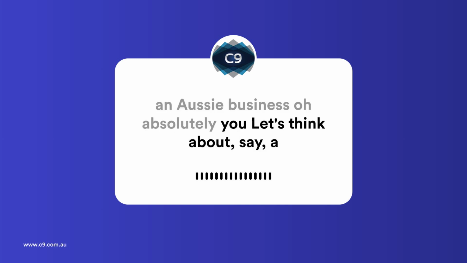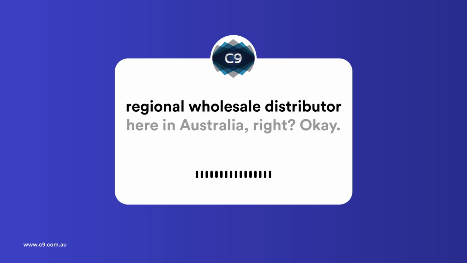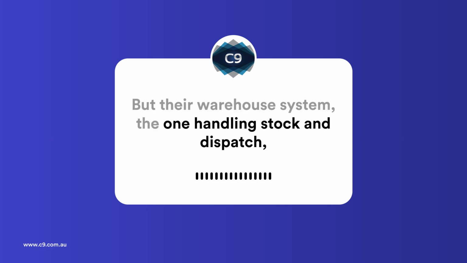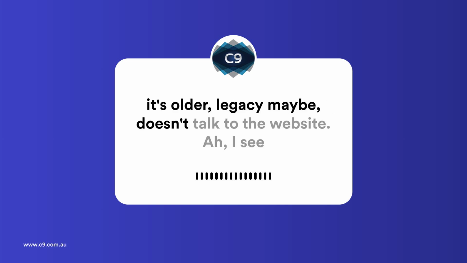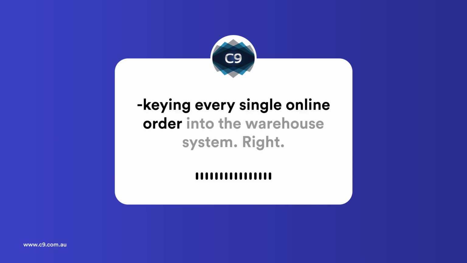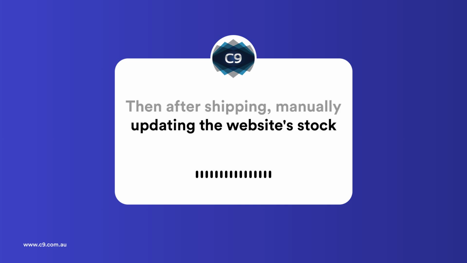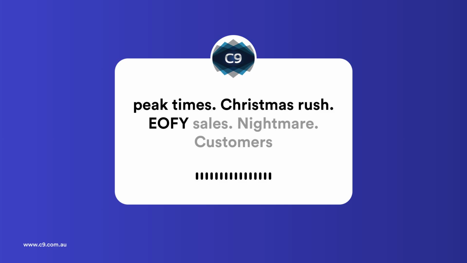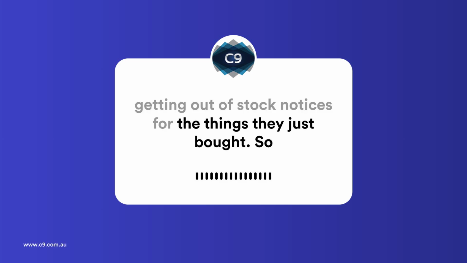Absolutely. Let's think about a regional wholesale distributor here in Australia. They get online orders through their e-commerce site, but their warehouse system, the one handling stock and dispatch, is older, a legacy system, and doesn't talk to the website. The result is tons of manual data entry, a team literally rekeying every single online order into the warehouse system, then manually updating the website stock levels after shipping. Think about the delays and the errors, especially during peak times like the Christmas rush and EOFY sales. Customers get out-of-stock notices for things they just bought.